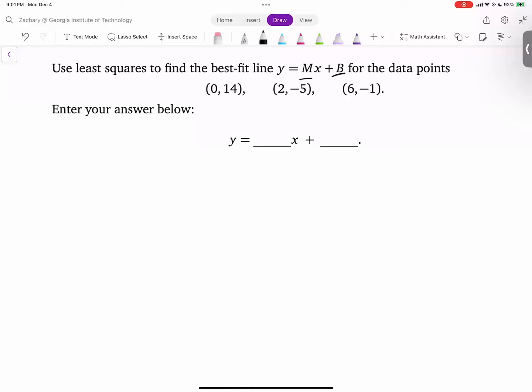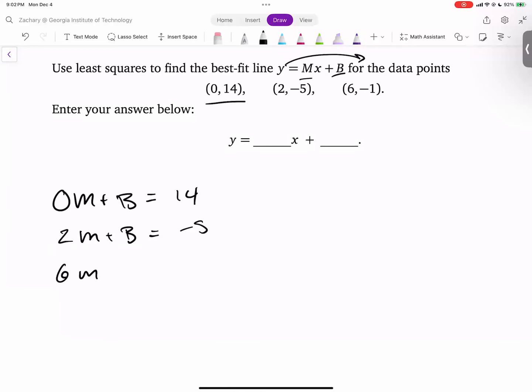Well, let's plug this in for each point. For the first one, 0, 14, I'm going to rewrite the y's over here. We get m times 0 plus b equals 14. We get 2m plus b equals -5. We get 6m plus b equals -1.